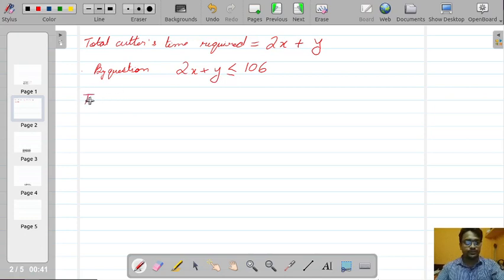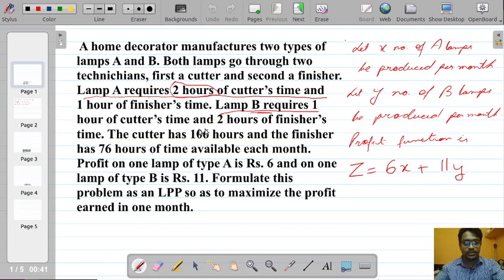Okay, similarly total finisher's time required is how many hours of finisher's time is required?